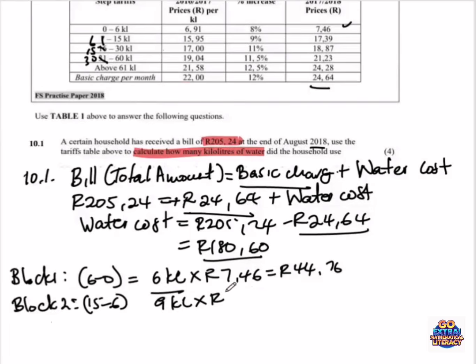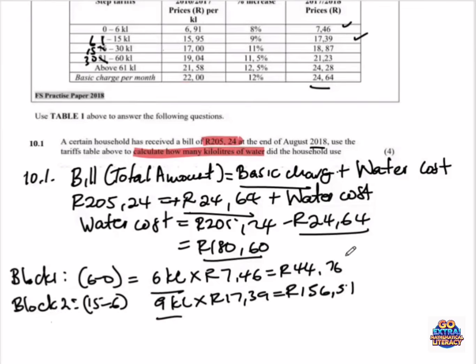Now, what's the tariff then for the second block? If you check there, it says 17 rand 39 cents. Now if you multiply the tariff with the kiloliters, how much are you getting there? You are supposed to get around 156. Yeah, you can pause the video so that you can also check and verify these figures for yourself.